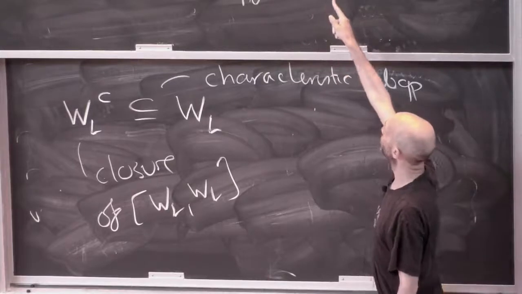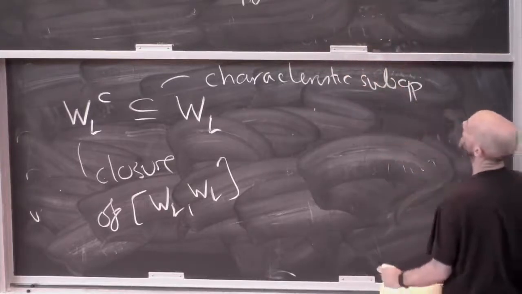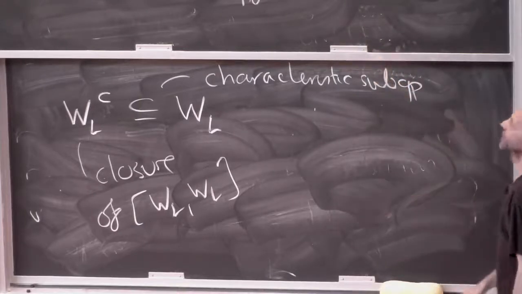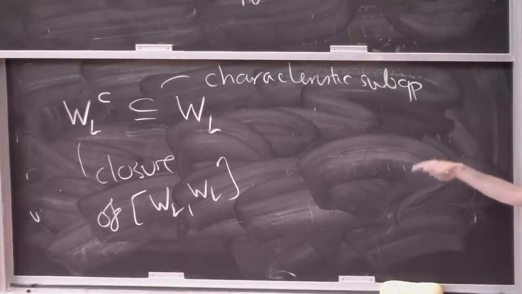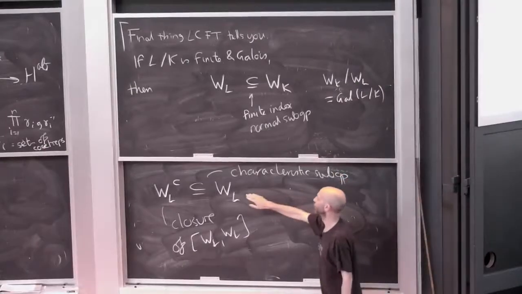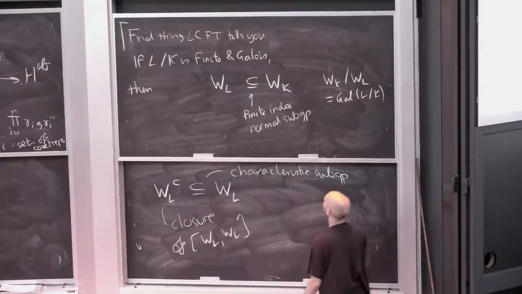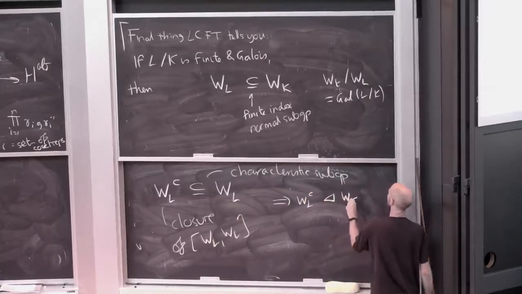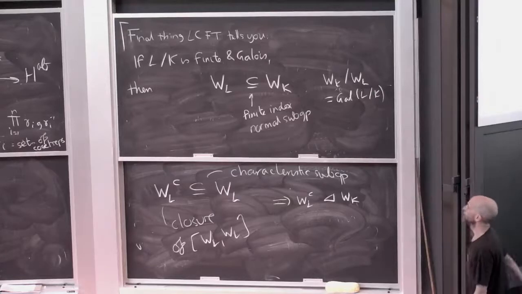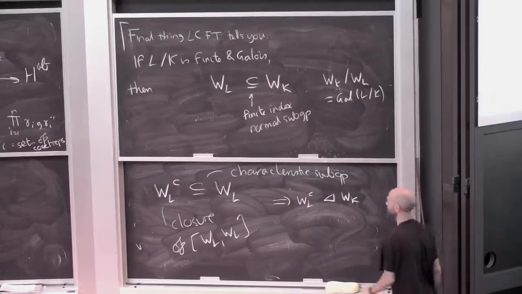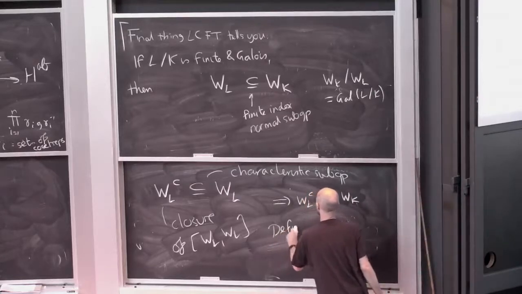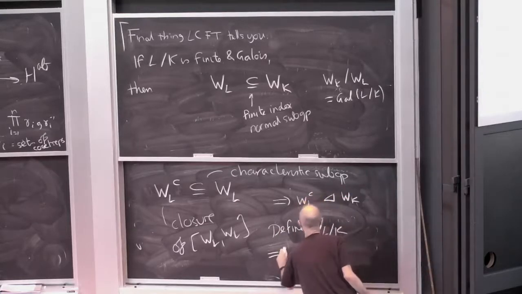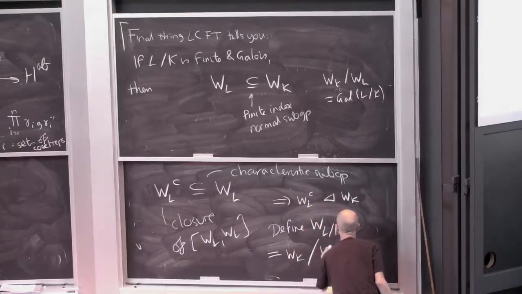So WL is a normal subgroup of WK, and if I take an element of WK, I can conjugate WL by this element. That sends WL to itself. It might not be inner, but it will be an automorphism, so it will send WLC to itself as well. And so that means that WLC is actually a normal subgroup of WK. And we can take the quotient of this, right? So let's define W_{L/K} to be the quotient, equals WK modulo WLC.